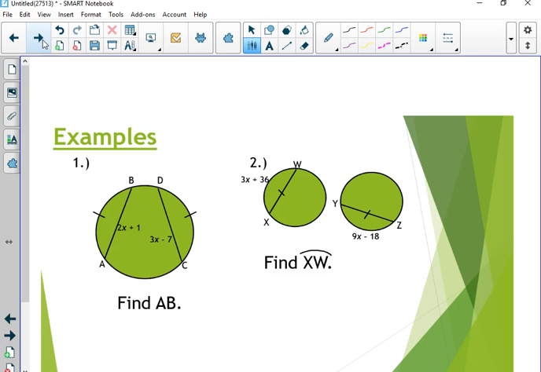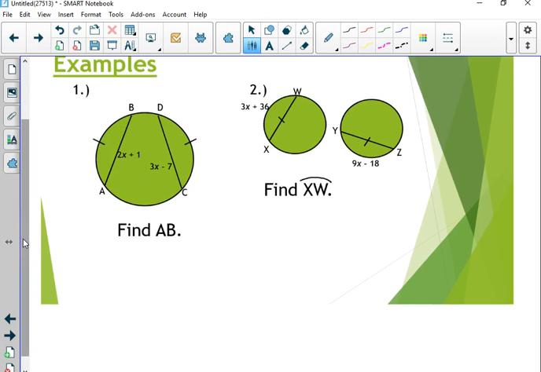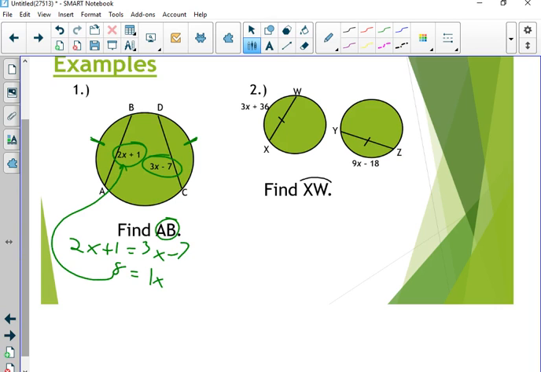All right, so for examples, you have marked here congruent. Therefore, these two are congruent. So we just set them equal to each other. That's it. I'm going to subtract 2x, get 1x over here. I'm going to add 7 and get 8. X equals 8. But we're not finished because it says find AB, which means we need to plug 8 in right there.